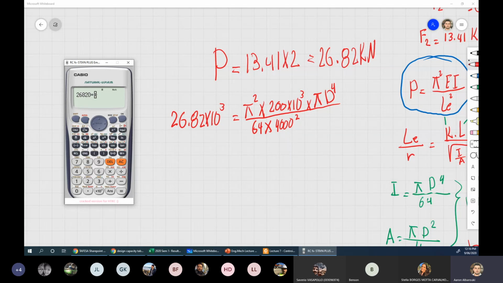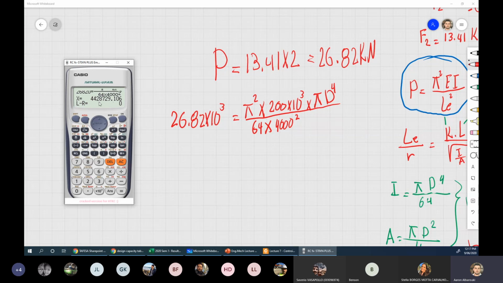I've got pi cubed, so that would be shift pi cubed times 200,000 times x divided by 64 times 4,000. You type 60 instead of 64. Thank you. You got me just before 64, and there'll be then shift solve, and that will give you, okay, 44.